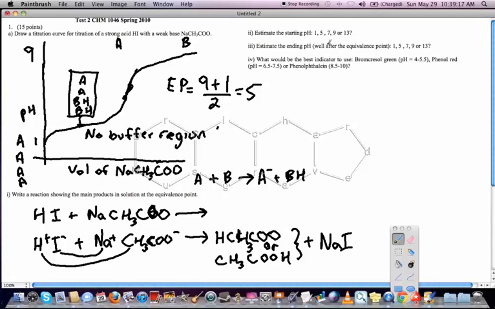Alright, let's look at finishing up the problem. We've got an estimating starting pH. We're starting out with the strong acid, so we're going to have a pH of 1. We're looking at the ending pH. Well, it's a weak base, so it's going to be a pH of about 9. And the best indicator used, well, that would be the one that covers the equivalence point, which is at 5. So I would use this one as my indicator, bromocresol green.